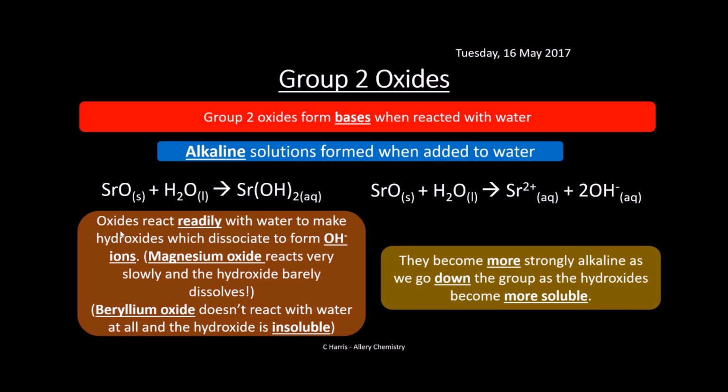They become more strongly alkaline, like I say, as we go down the group. The hydroxides become more soluble, they dissociate, and that means that you get loads of these OH- ions in your solution. Okay, so that's really important. It's all about dissociation of your hydroxide. The more readily it dissolves, the more it dissociates, the more of these OH- you've got, and the more alkaline it is.